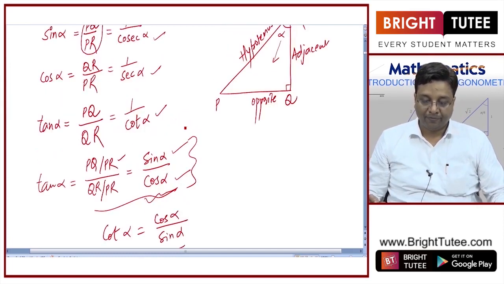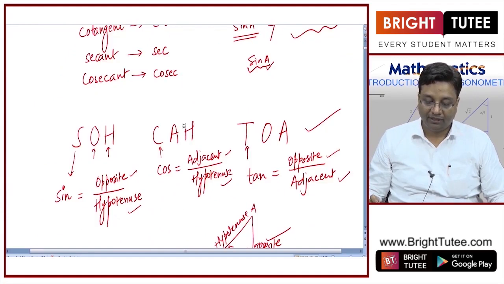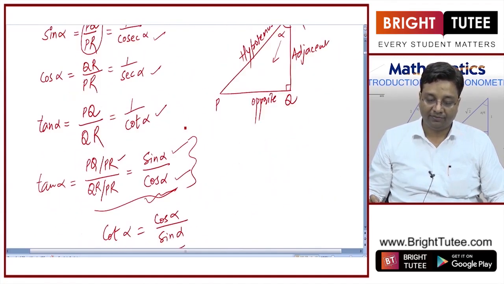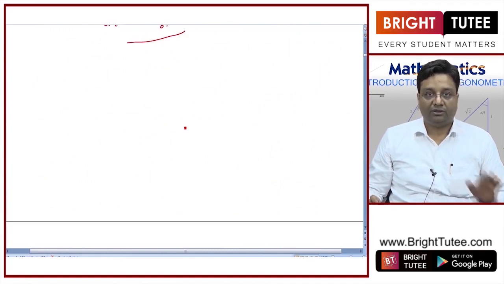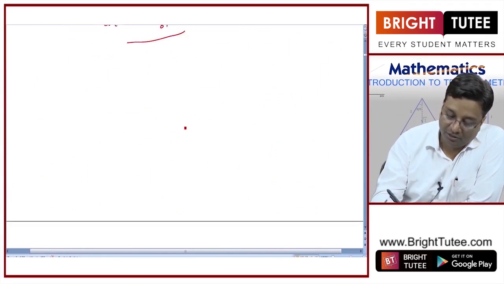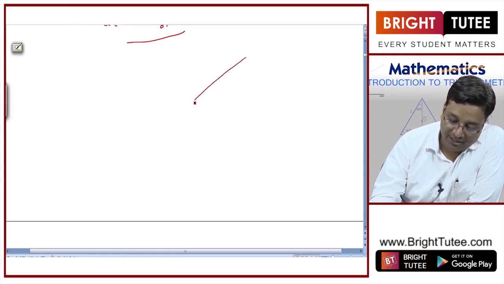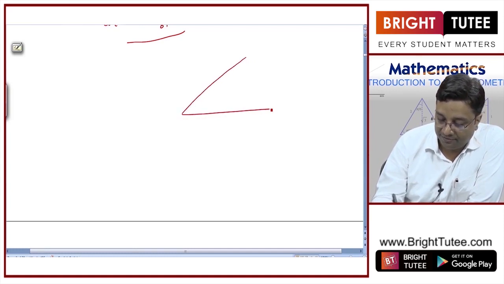So far these things should be clear to you. One more important thing before we proceed to the questions, that you are through with the similarity chapter, so it will be easier for you to understand.